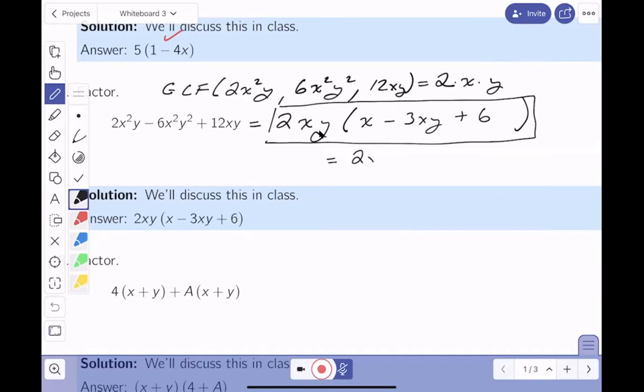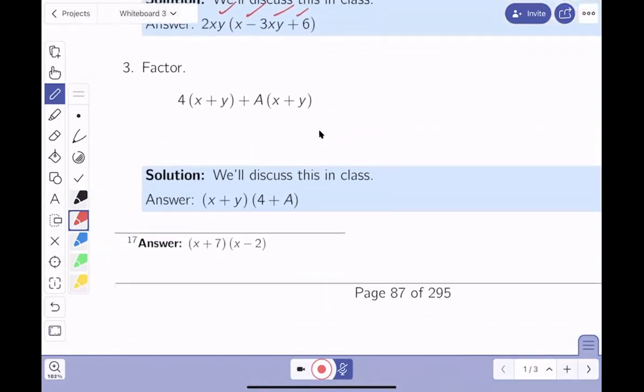You would get 2x squared y minus 6x squared y squared. I'm multiplying, by the way, plus 12xy. Is that what we want it to be? Of course it is. It's 2x squared y minus 6x squared y squared plus 12xy. I'd also recommend looking at the answer key. 2xy, x minus 3xy, and 6. Looks like it's working out fine.